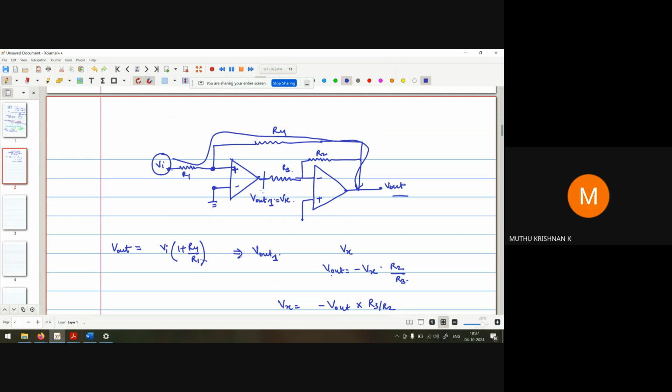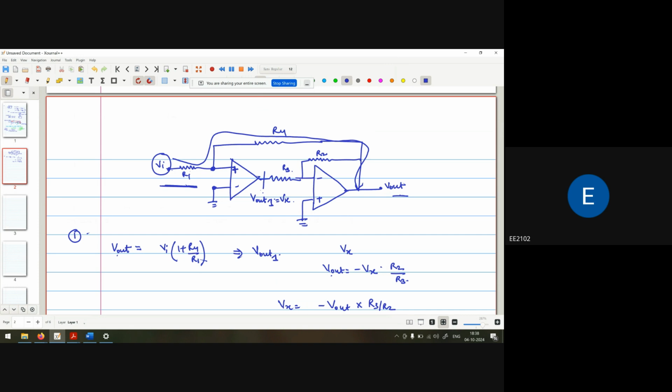But it will give the Vx, right, sir? Okay. But here, since it's a virtual ground, virtual ground for both. What we do as the first step is calculate the V out. And V out is mainly because of this one.